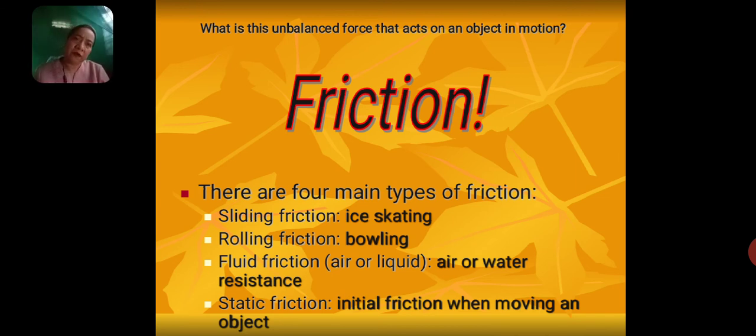So static friction is the initial friction when moving an object. When we say static, that is the initial or beginning position of an object. Okay, do you have any questions? If you have a question, just key in your question on our chat box. We will proceed now to the next.